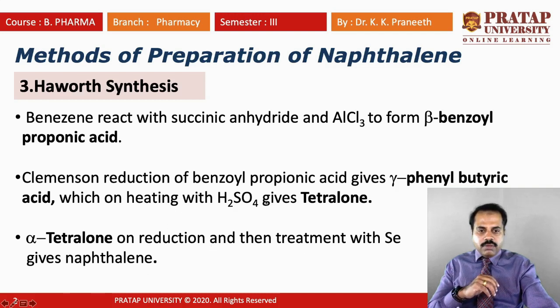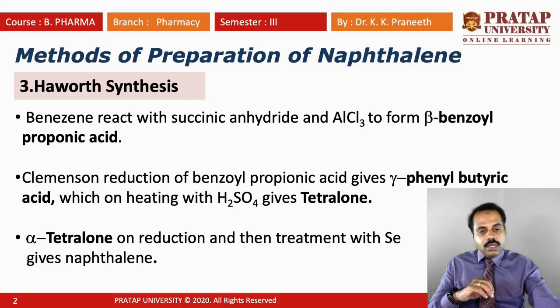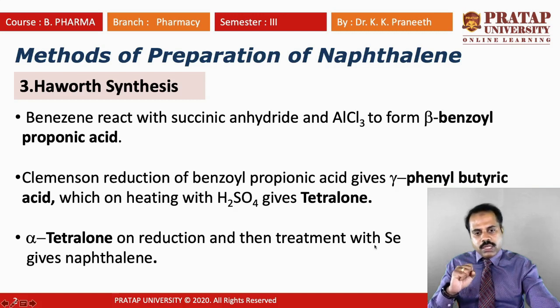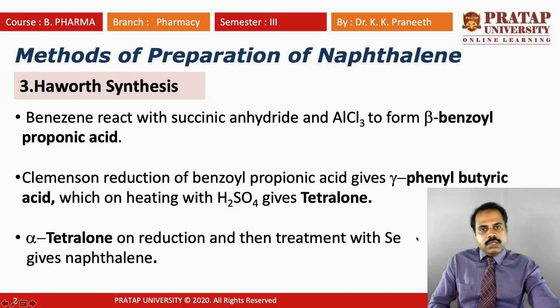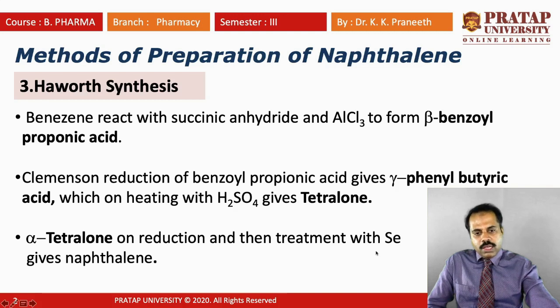The reduction means we are adding hydrogen, right? The same Clemmensen reduction. And treatment with selenium, which is an aromatizing agent, means it will remove hydrogen and aromatize, giving all the double bonds. Aromatic means having delocalized double bonds, right? So this helps to make the aromatic character in the compound. Selenium, we will see in detail. So these are the steps needed to prepare naphthalene.